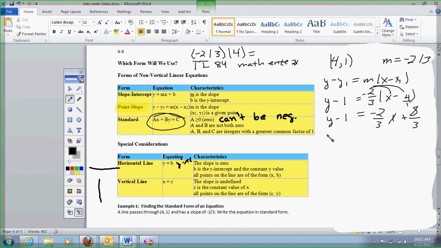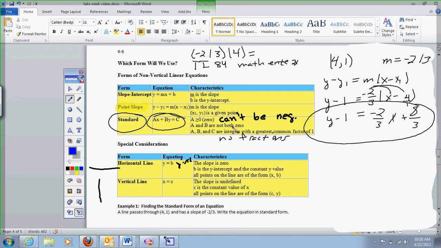Now I already know that most of you are thinking, I do not like fractions. Then you're going to love standard form, because we can't have fractions. Where it says A, B, and C must be integers, that means no fractions. How do I get rid of fractions? Well, here's how I do it. Notice I have 2 fractions in my entire equation, and those fractions have a common denominator of 3. If I want to get rid of the fractions, which I do, I multiply the entire thing by that denominator.